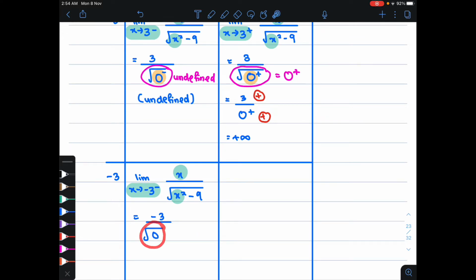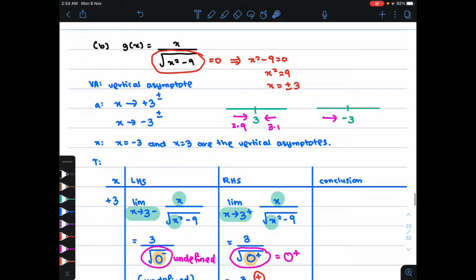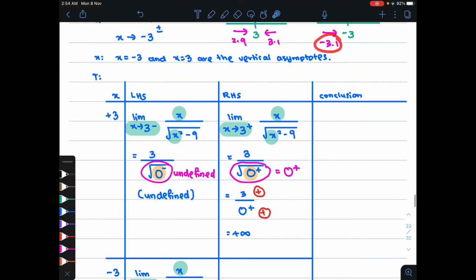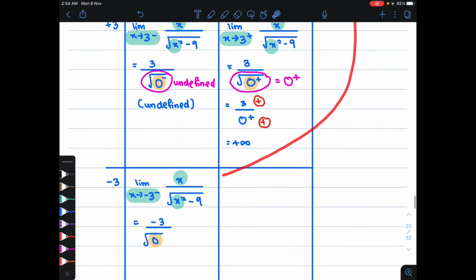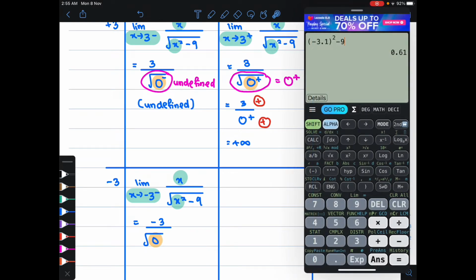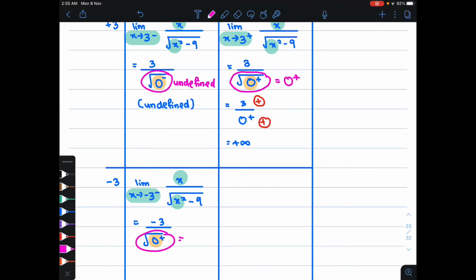Only the denominator is 0. So check whether it is 0 plus or 0 minus. So from the left-hand side, just be careful with negative values. This is your x-axis, so 0 is here. And hence from the left-hand side it is going to be -3.1. So substitute -3.1 into x squared minus 9, and the answer is 0.61. And hence this is 0 plus. This is actually just 0 plus.